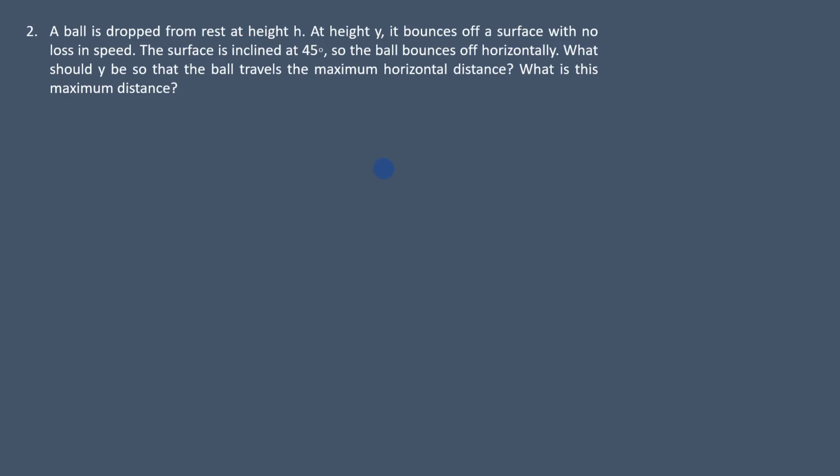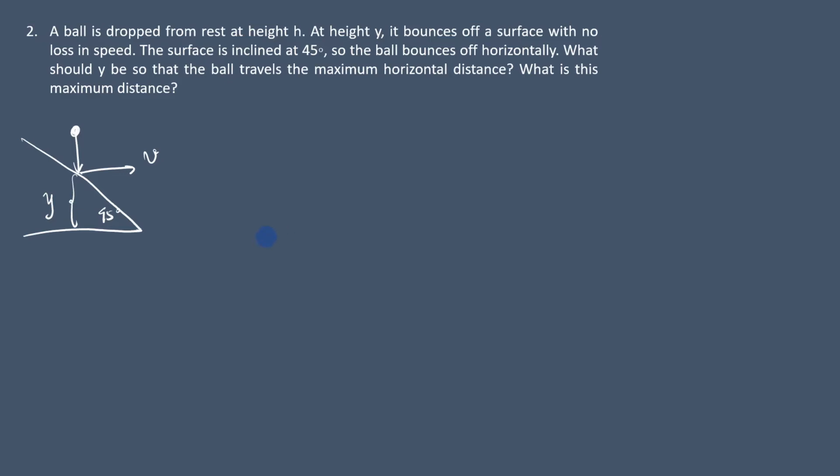Okay, let's solve this question. First, we can illustrate this condition: a ball is dropped from rest, so Vo is 0. Okay, it bounces like this, horizontally. The incline is at 45 degrees. Okay, like this, 45 degrees, and it bounces at a height of y.